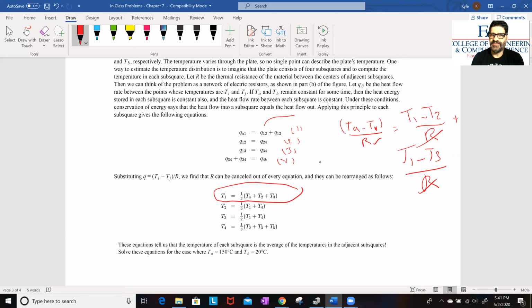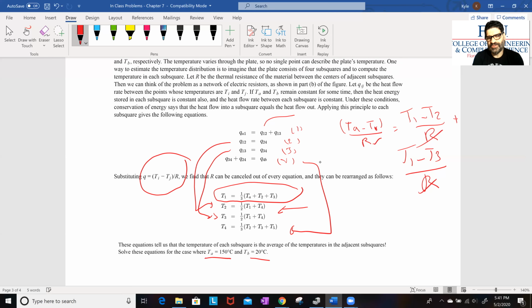Okay, T1 will be equal to 1/3 of TA plus T2 plus T3, and the same thing here for the second equation. Come up with this, and that will give you the third equation, and that will give you the fourth equation. All I'm doing is just applying this: the heat will be equal to the change of temperature divided by the resistance. We're given TA and TB, and that's what we assume, because the heat always flows from a high, or hot, medium to a low medium. So our assumption was right. We start at 150, and then we leave at 20.